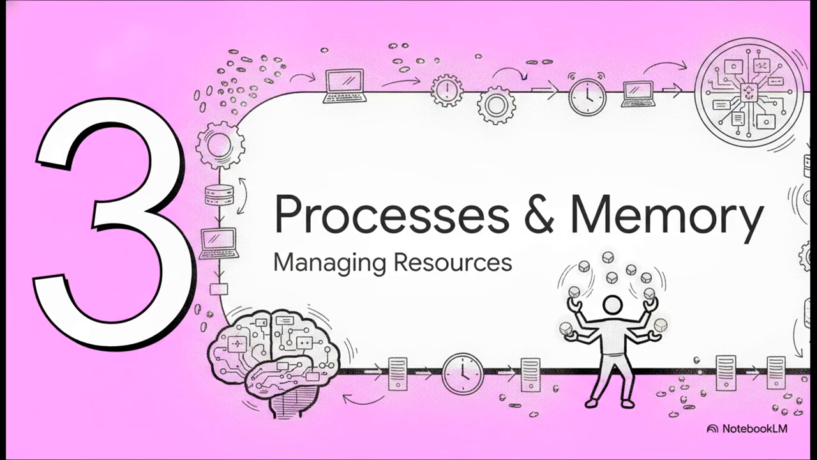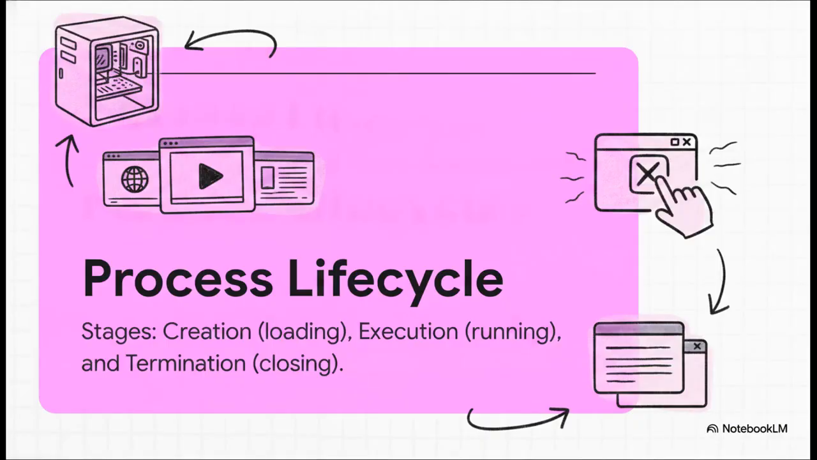Let's move to Section 3, Managing Processes and Memory. Every single task running on your computer is called a process, and each one has a very strict life cycle. Think of opening that web browser again. First, the OS creates the process by loading the program from your hard drive into memory. Second, it executes your tasks, loading web pages, playing videos, whatever you're doing. And finally, when you click the X to close the window, the OS steps in for termination. It shuts it down and frees up those crucial system resources for the next task.